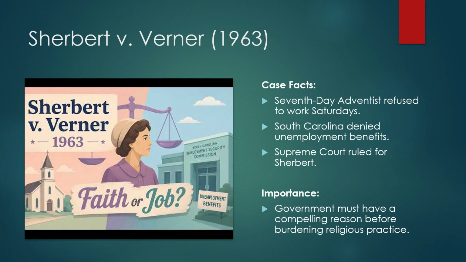In Sherbert versus Verner, a Seventh-day Adventist was denied unemployment benefits because she refused to work on Saturdays, which was her Sabbath. The Supreme Court ruled in her favor and held that government must have a compelling reason before burdening religious practices.